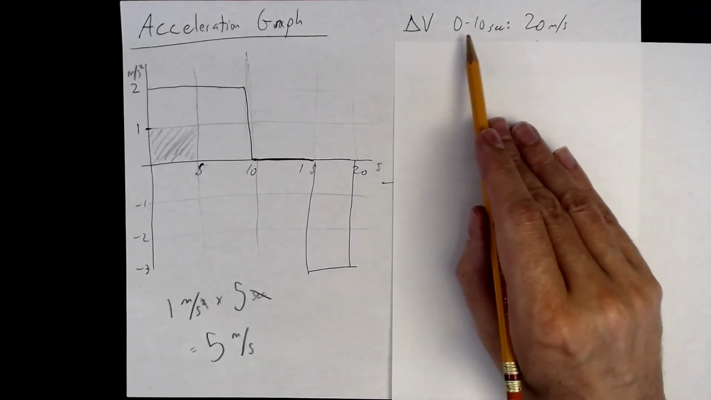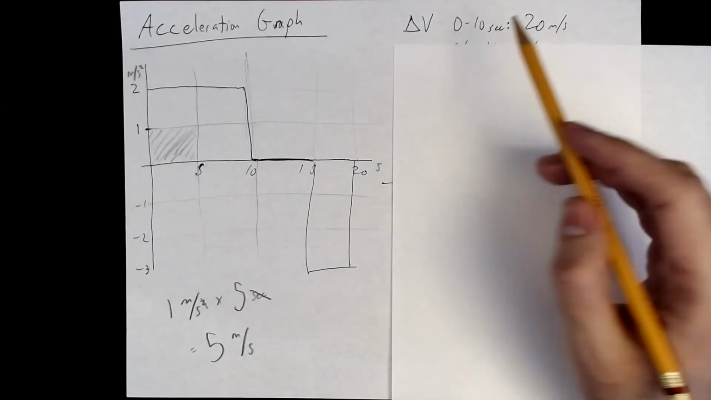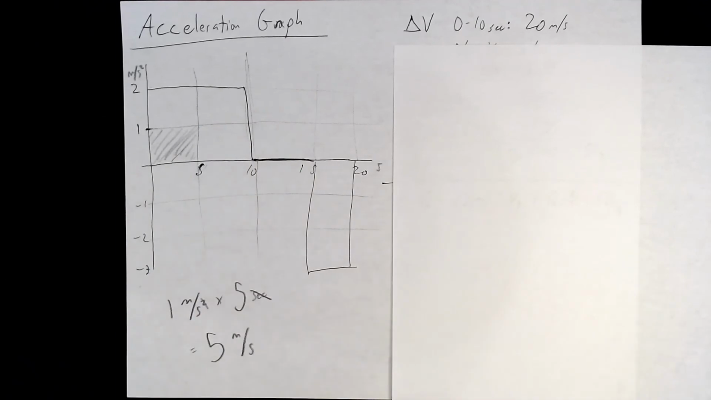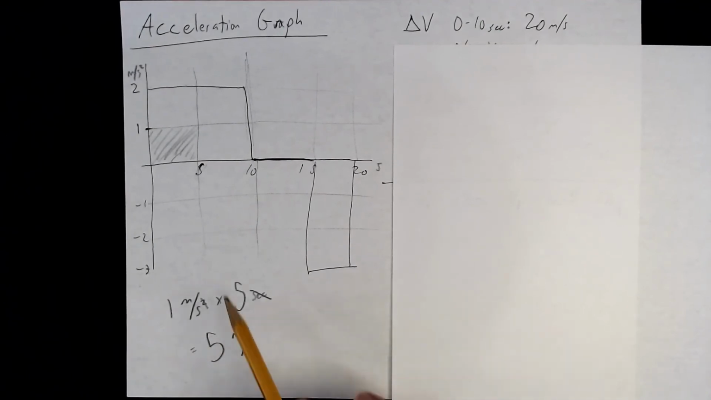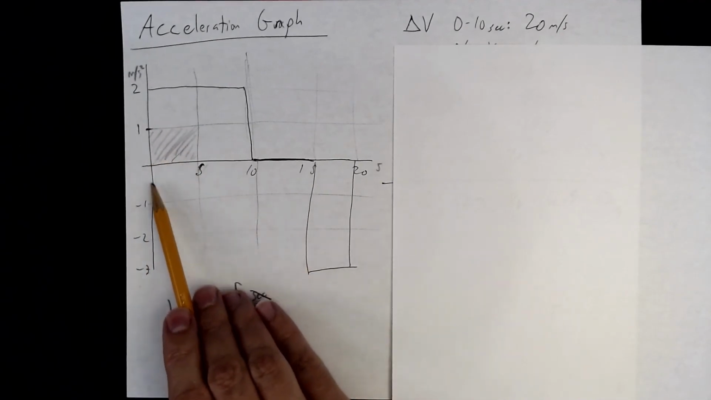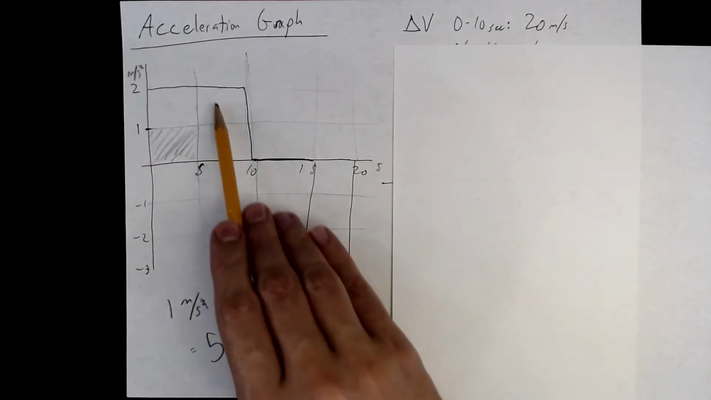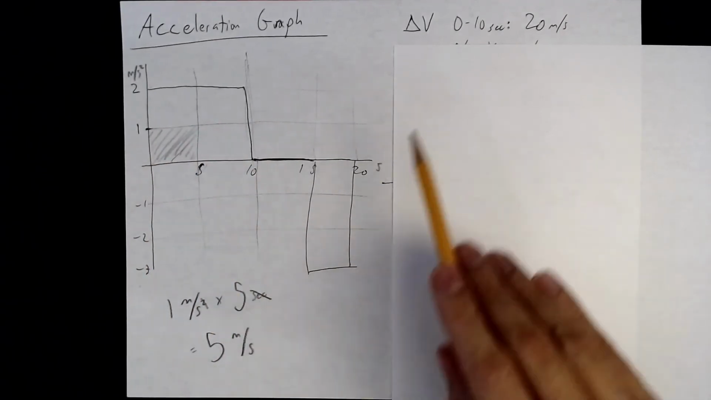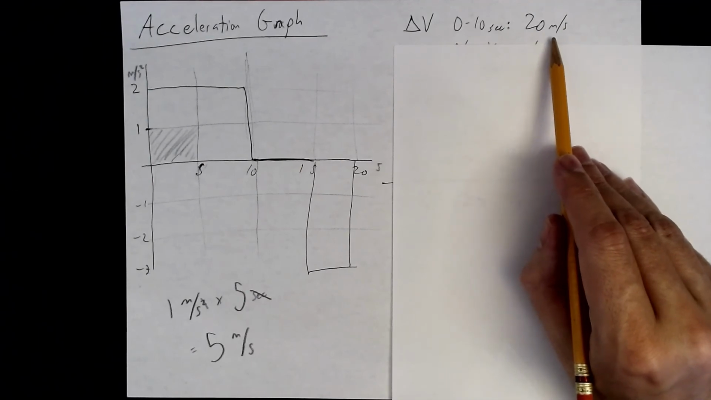How many blocks do you have in the first 10 seconds? 1, 2, 3, 4. You have 4 blocks. Each block is 5 meters per second. It has an area of 5 meters per second. So the area under the curve from 0 to 10 is going to be 4 of these times they're each 5, 20 meters per second.